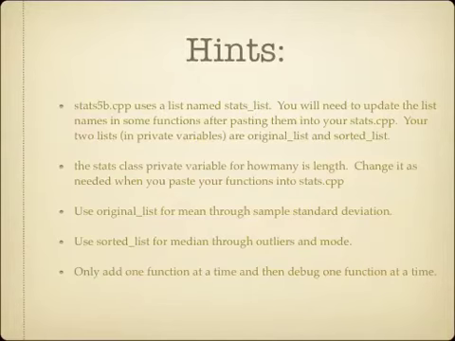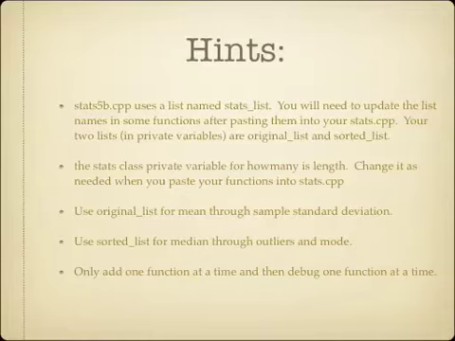Now here are some hints that you'll have to pay attention to as you work your way through this. Stats5b.cpp uses a list called statslist. The private variable for the same list idea in our class is called original list. You'll also have to look at the spelling of sorted list in several of the functions to make sure it matches. So make these updates when you copy and paste into the stats.cpp as necessary. The stats class private variable for how many is length. Change it as needed when you paste your functions into stats.cpp.